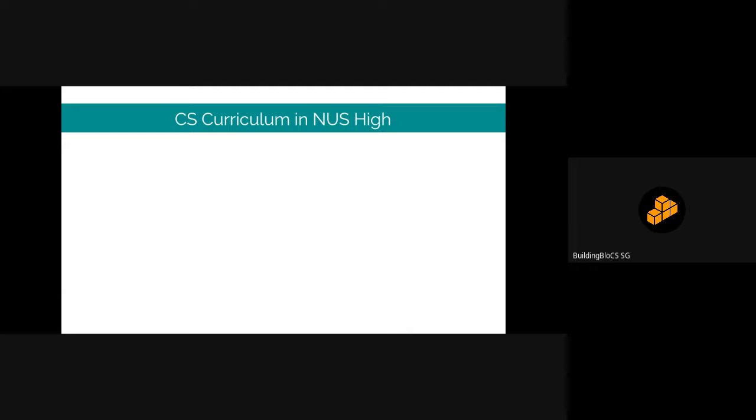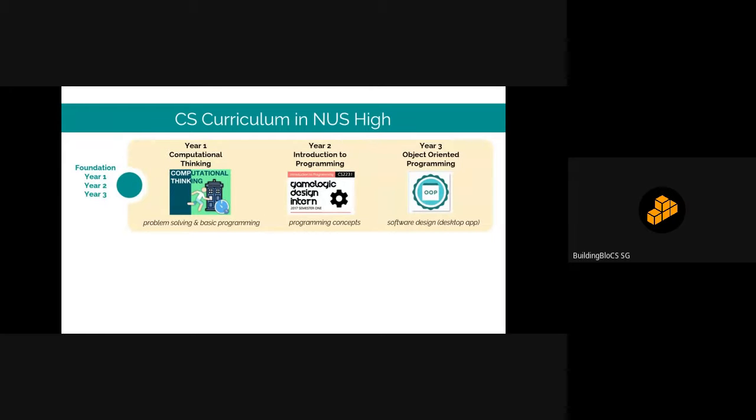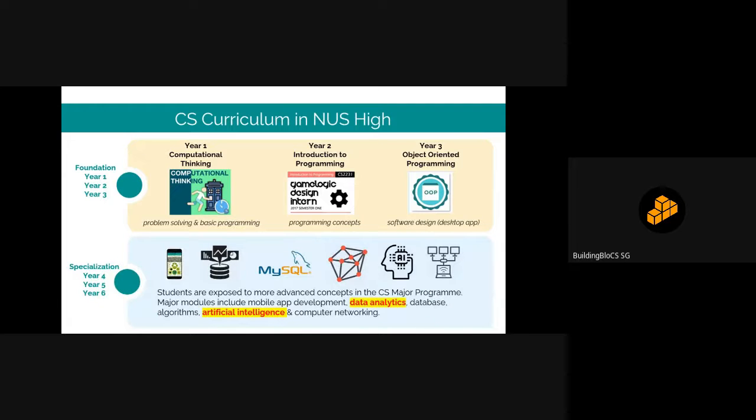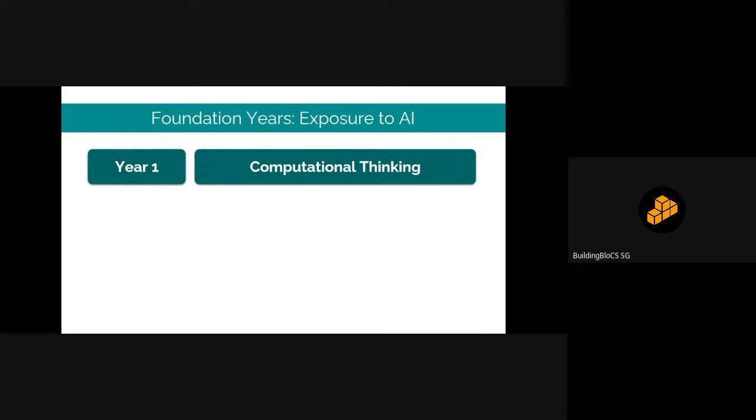NUS High offers a 6 years computer science curriculum, focusing on the study of problem-solving and algorithms in the foundation years and the diverse application of computer science in the specialization years. In the foundation years, all Year 1 students will have to take a compulsory CS module titled Computational Thinking. The module aims to give students an overview of what the study of CS is about and focuses on problem solving, principles of programming, and basic data analysis skills.